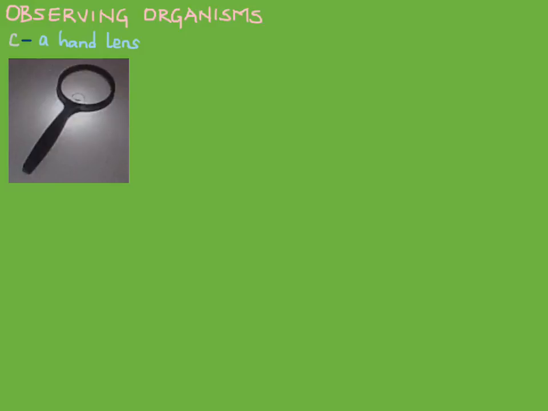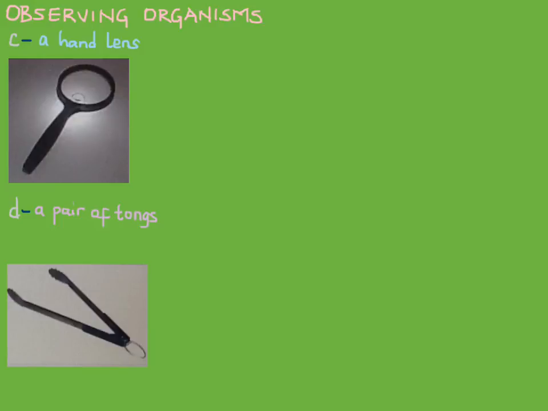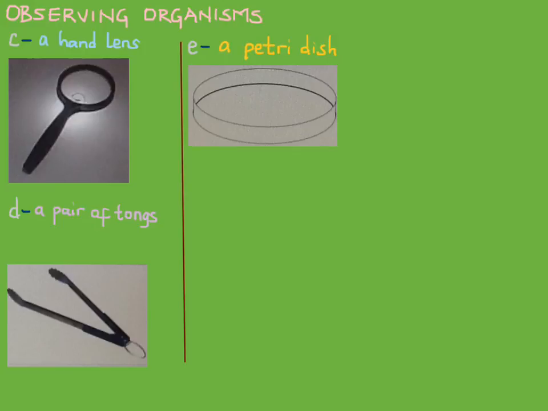Another equipment used in observation is a pair of tongs. Tongs are used for gripping and lifting organisms during observation. A petri dish is also a good equipment used for holding organisms during observation. Petri dishes are typically used in biology to observe cell growth, cell germination, and to study tiny animals.